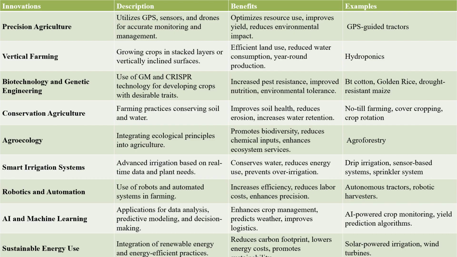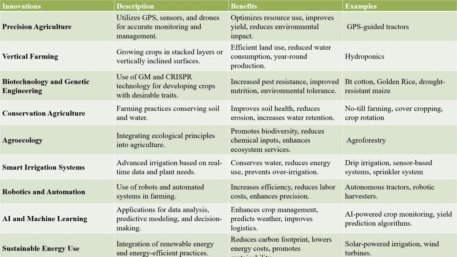Number three is biotechnology and genetic engineering. This involves the use of GM, genetically modified crops, and CRISPR technology to develop plants with desirable traits such as pest resistance, improved nutrition, and drought tolerance. For example, BT cotton, golden rice, and drought resistant maize, etc.